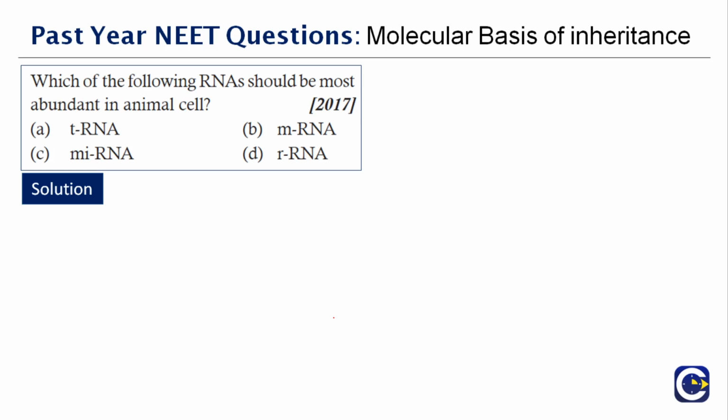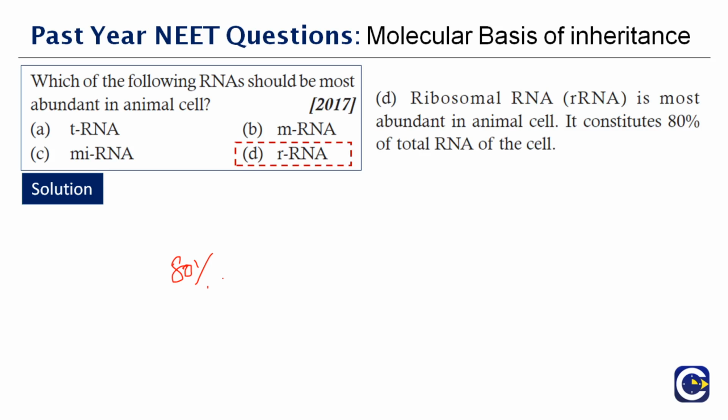What is the full form of it? It is ribosomal RNA. Ribosomal RNA, which is also called rRNA, is the most abundant in an animal cell. It constitutes about 80% of the total RNA in the cell. Therefore, the right answer is option D.